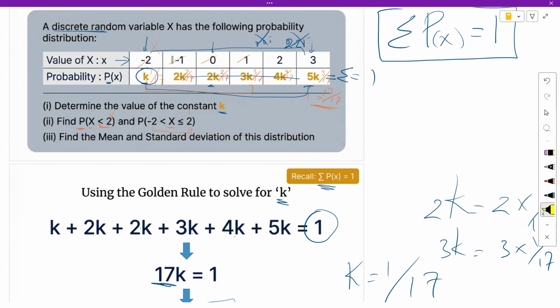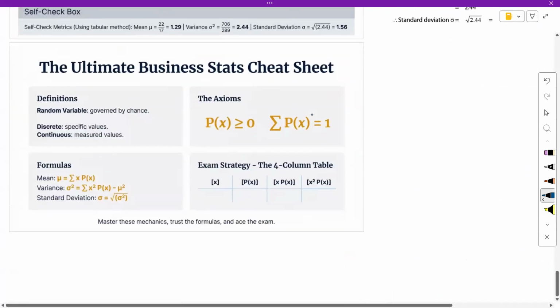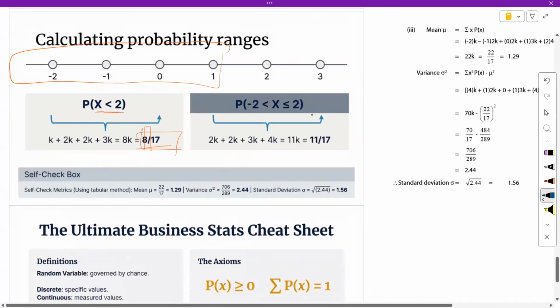It includes this value, this value, this value, and this value. So 2 plus 2 is 4, 4 plus 3 is 7, 7 plus 4 should be 11, right? 11 over 17. Let's check the answer. Yes, 11 over 17.